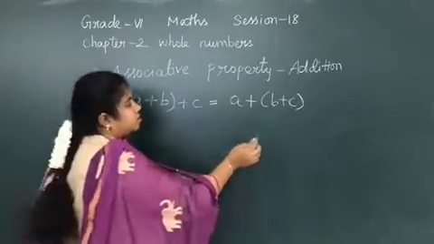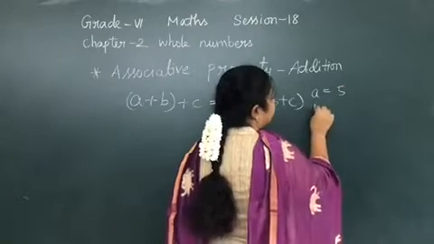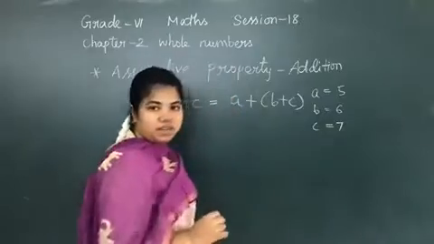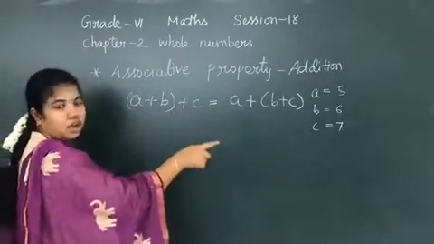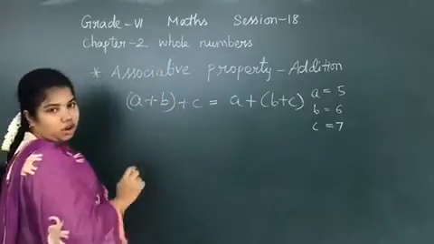Let us take A is equal to 5, B is equal to 6 and C is equal to 7. These three numbers let us take and we will check the sum. So all the three are whole numbers, right? Only for whole numbers we are going to do this now. So all the three are whole numbers.